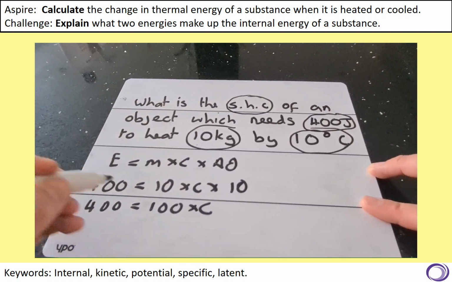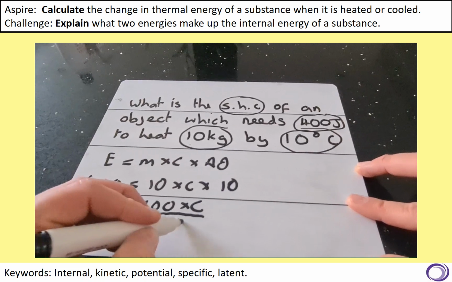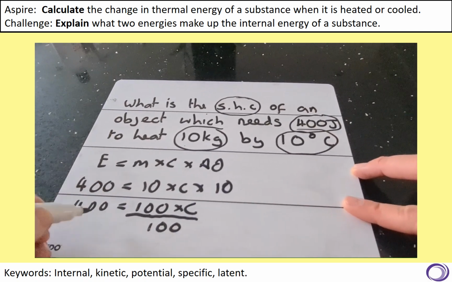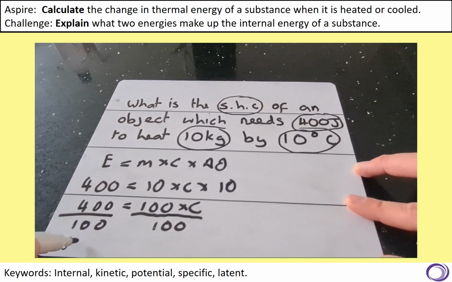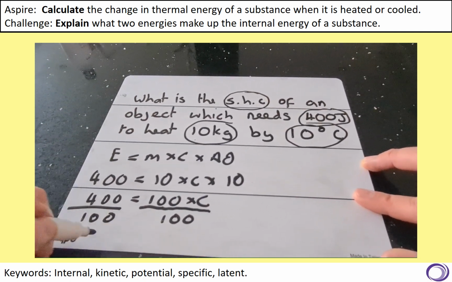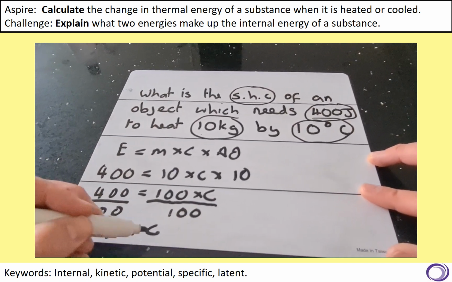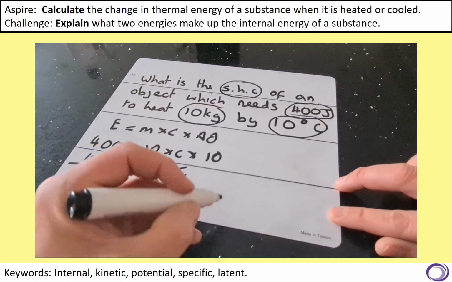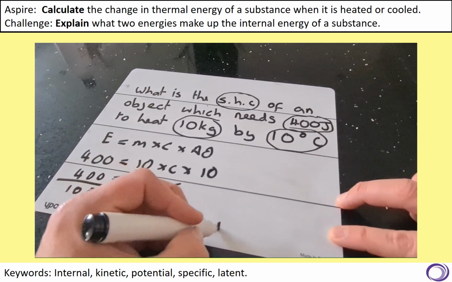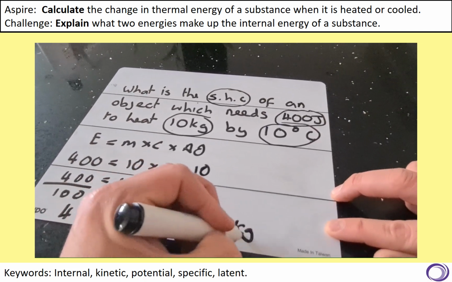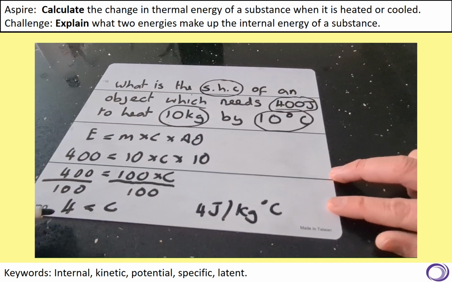This is where we rearrange. So in order to get rid of this 100 and get C by itself, I would divide this by 100, and whatever I do to this side, I have to do to this side. So now I've got 400 divided by 100, which is 4, equals C. So the specific heat capacity would be 4. And remember then you need to put on the unit, which is 4 joules per kilogram degrees Celsius. And that would get you 3 or 4 marks in the exam.